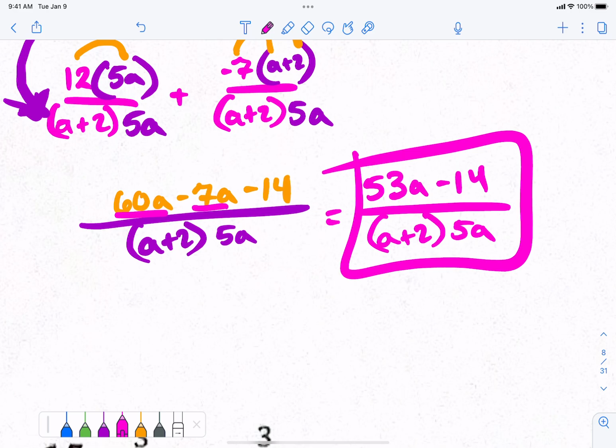There we go. Does that make sense? Yeah. Okay, multiply by what he needs, combine like terms. That's it. Okay? All right.